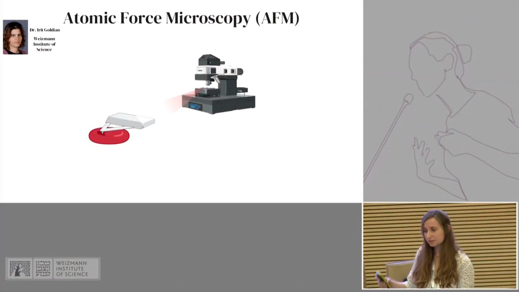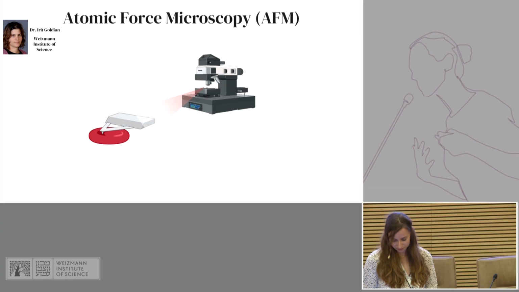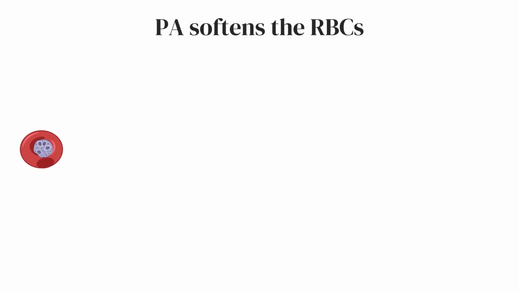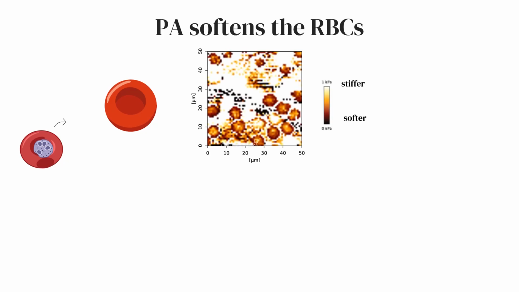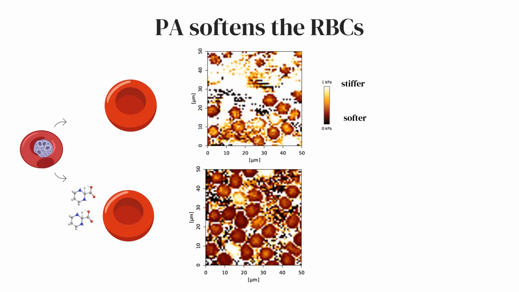It's a microscope that can pinch the cell and measure the stiffness of the surface. So here I'm showing you that we managed to scan red blood cells, and we have multiple colors here. The white color represents stiffer cells, and the brown color represents softer cells. And when we treated red blood cells with this pipecolic acid, we saw many more brown cells, meaning pipecolic acid significantly softened these cells. Then we wanted to ask, what is happening beneath the membrane?